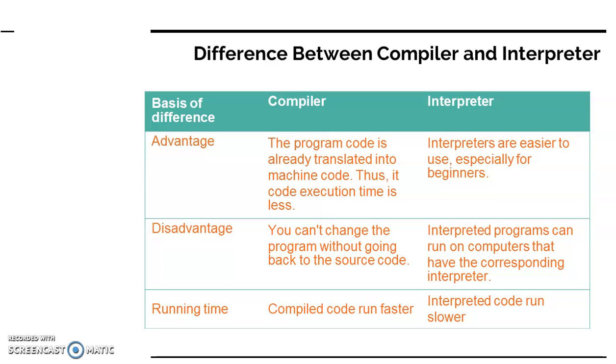Running time: compiled code runs faster, whereas interpreted code runs slower. This is because an interpreter interprets line by line, whereas a compiler compiles your whole program at once. This is why once your program is compiled successfully, you can run your program very speedily, whereas this is not possible in an interpreter.